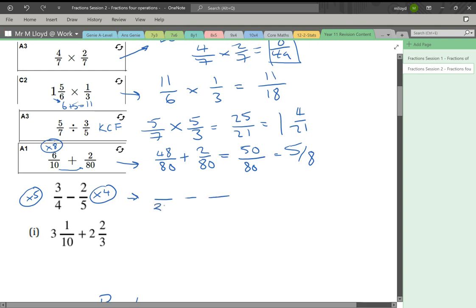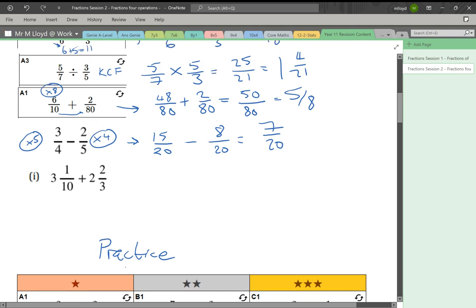4 times 5, 20. So we've got 20ths. 3 times 5, 15. 2 times 4 is 8. And then we subtract across. 15 take away 8 is 7. So we have 7/20. Right, next part, last part.